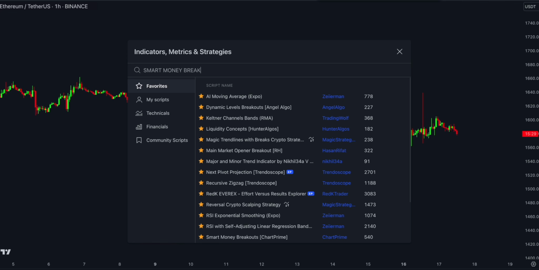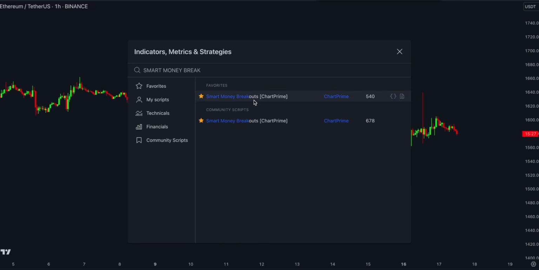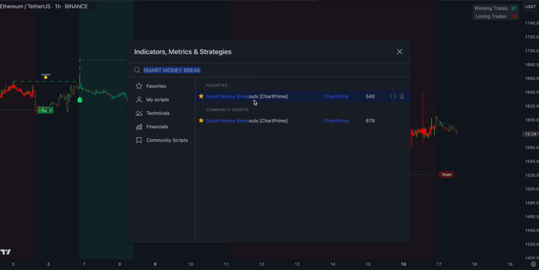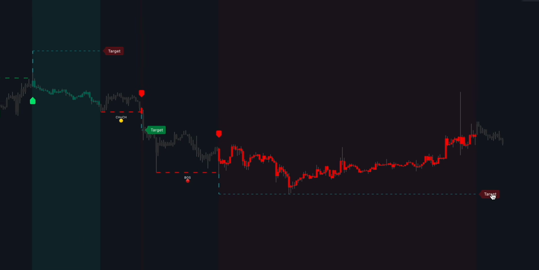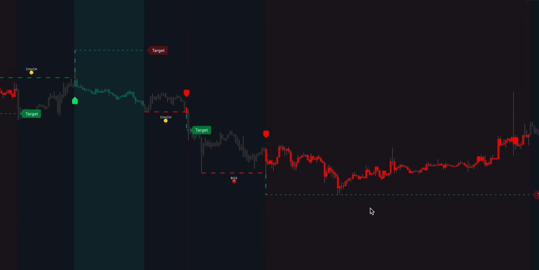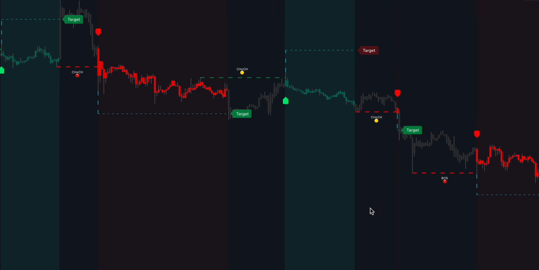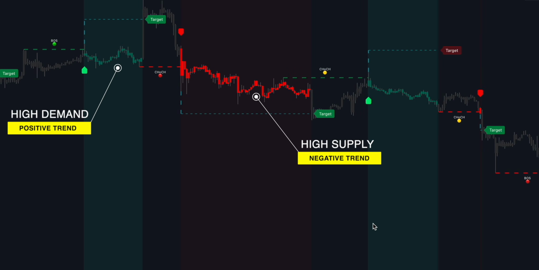This script is simple and easy to understand. It has multiple features that help analyze market prices on a deeper level. Watch how much clearer the chart appears with this tool enabled. We can see areas of high demand and high supply that result in a price increase or decrease.